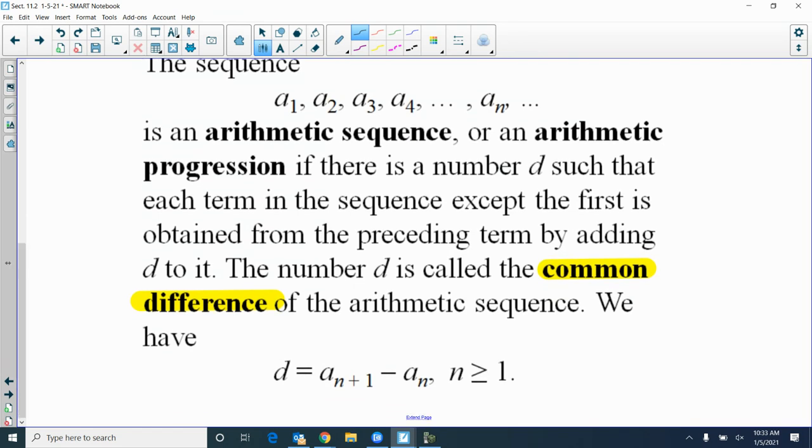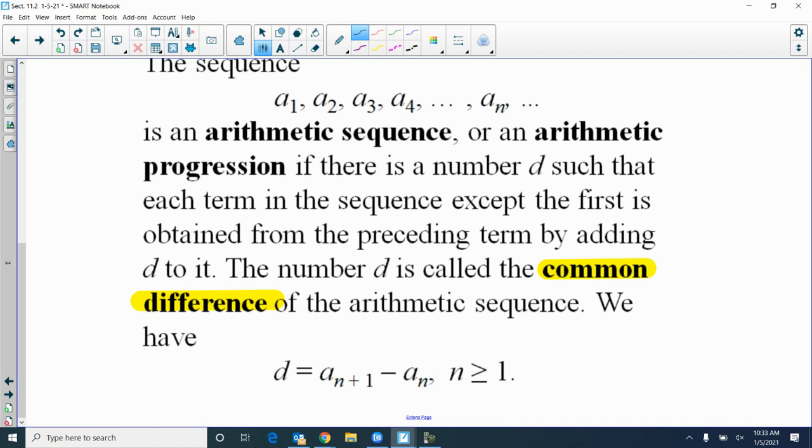It's an arithmetic sequence if there's a number D such that each term in the sequence except the first is obtained from the preceding term by adding D to it. This is your common difference. D is equal to A sub n plus 1 minus A sub n. All you do is take any term and subtract the previous one from it, and that should give you what D is.